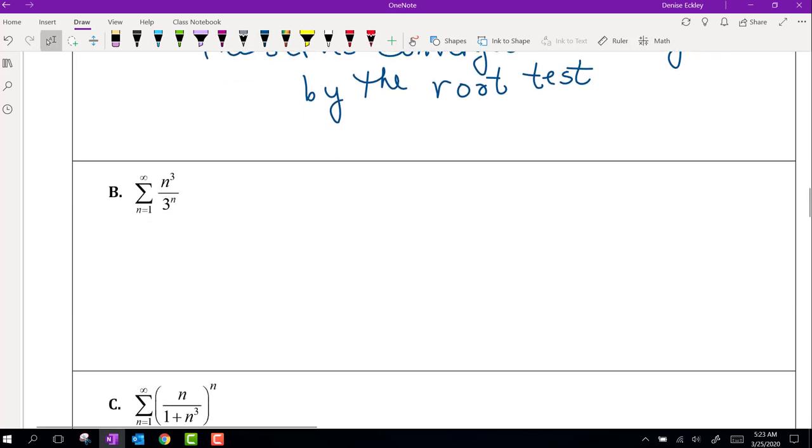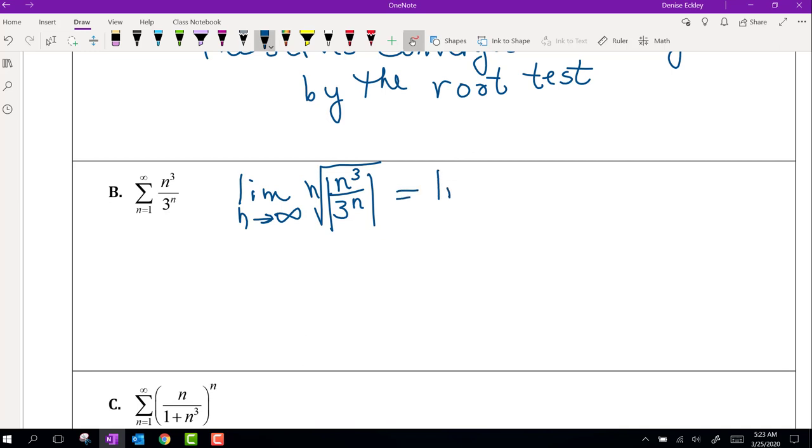Okay, letter B. Now, the difference with letter B is that we have 3 to the n, but we have n to the third. So we have kind of a p-series here, but we also have an exponential. But I like using the root test when I have anything to the n power because it simplifies it so much. So what I'm going to do is take the limit as n approaches infinity of the nth root of n to the third over 3 to the n, and that's the absolute value of that.